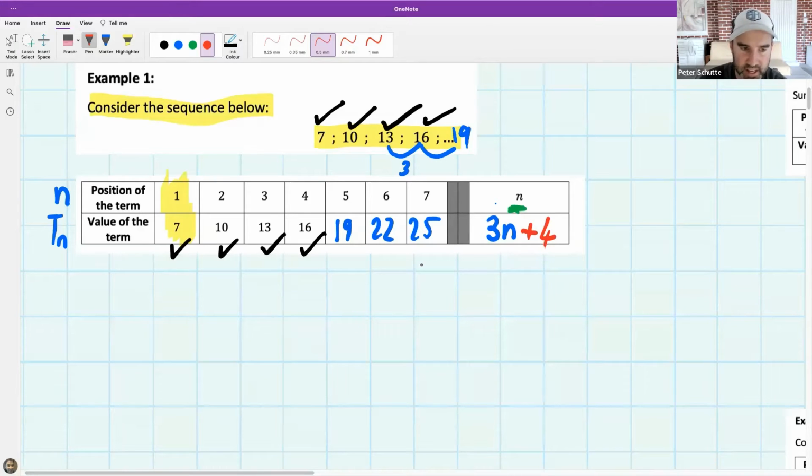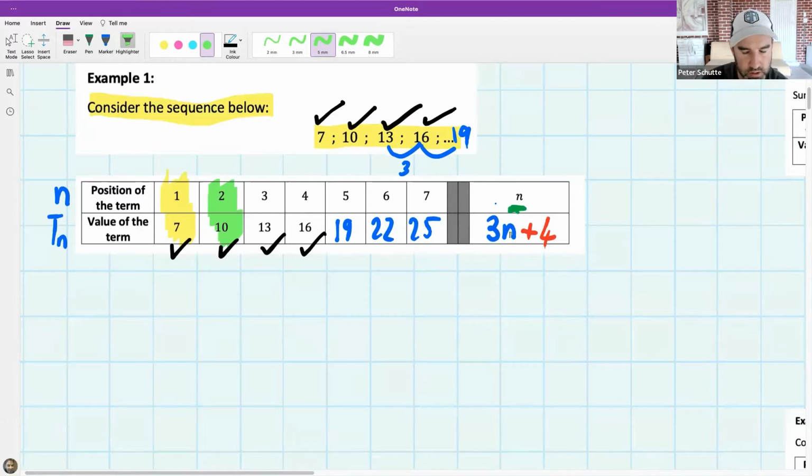If I wrote it out in full, we don't have to because it's in table form here, but in full, the formula for this number pattern would be tn equals 3n plus 4. But in the table form, we can just write 3n plus 4. Now, if I've done this correctly, let's just check it quickly. If I go to this row here, does my formula make sense?